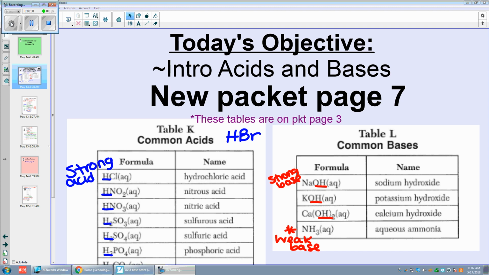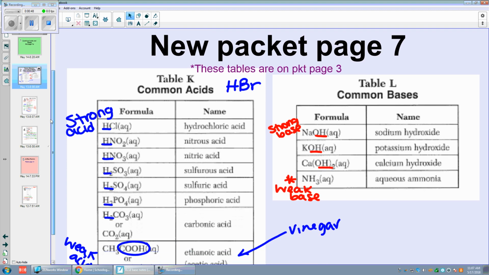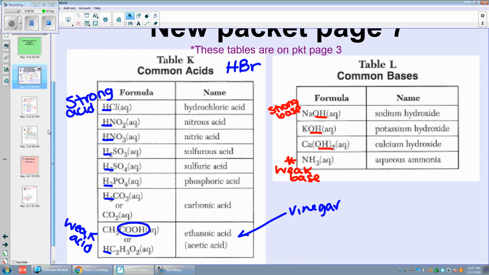Okay, so when you look, I've shown you this in class. Some of you got further than others. I kind of want to think that when I'm looking at these table Ks and table Ls, and I don't know if we wrote this down in your class personally, but strong acids are going to be at the top, and weak acids are going to be at the bottom.